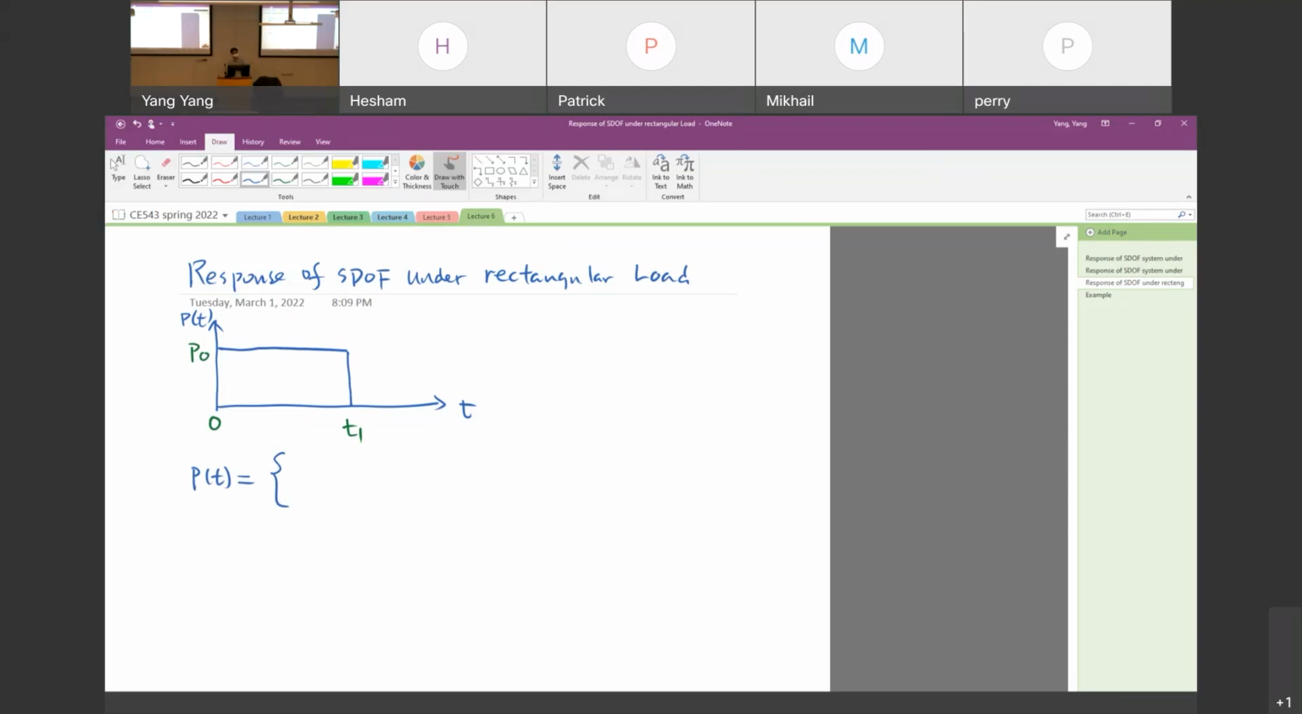What will be the form of the function in this case? When time is larger than 0 and smaller than t1, force is equal to P0. And when time is larger than t1, force is equal to 0. So this is the external force. And firstly, we consider an undamped system.